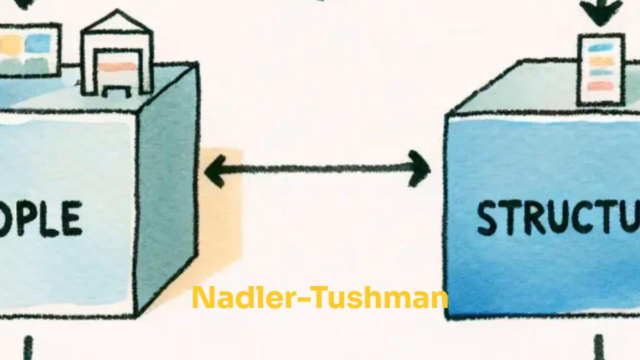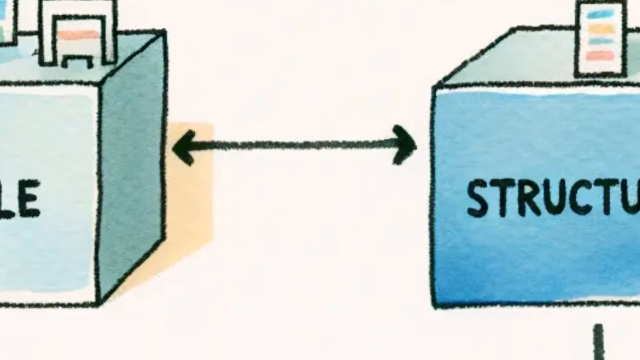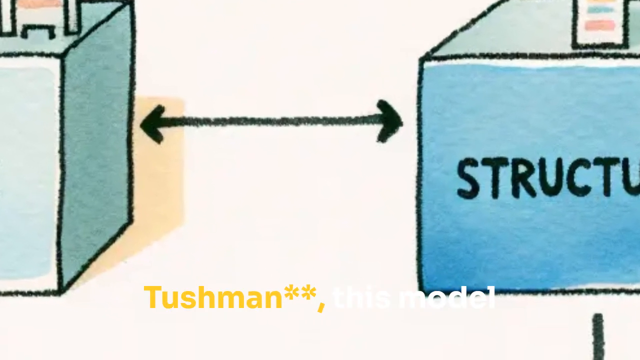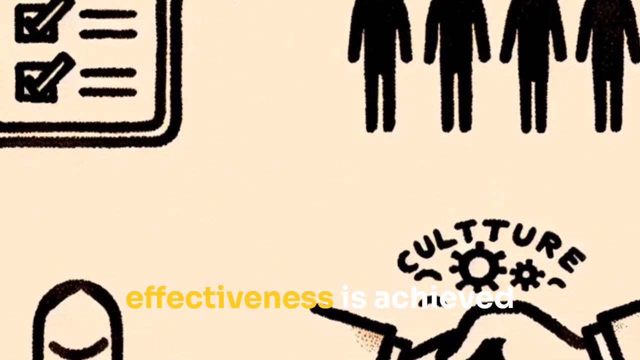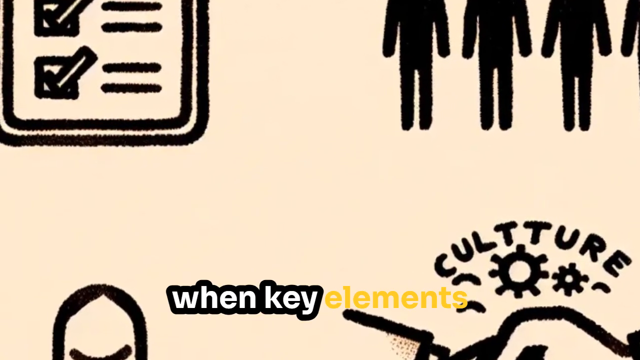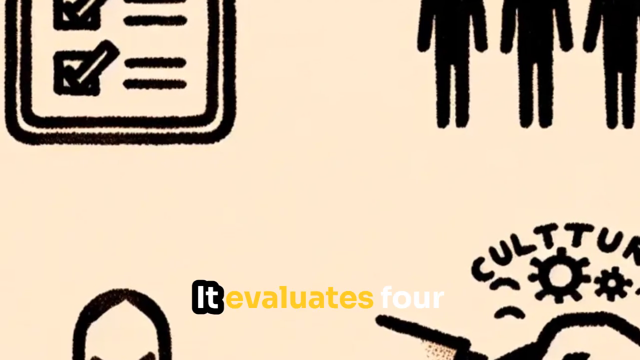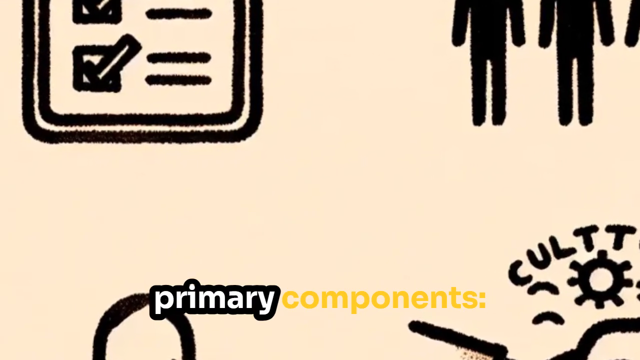What is the Nadler-Tushman congruence model? Developed by David Nadler and Michael Tushman, this model is based on the principle that organizational effectiveness is achieved when key elements are in alignment. It evaluates four primary components.